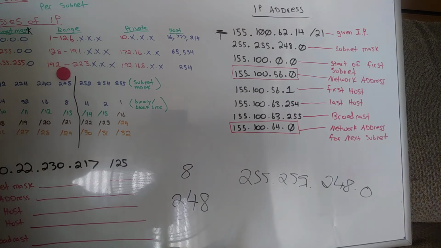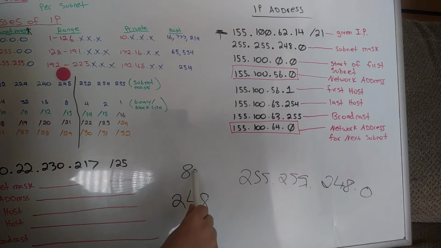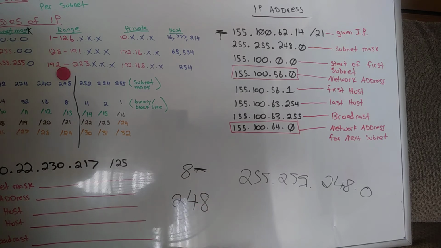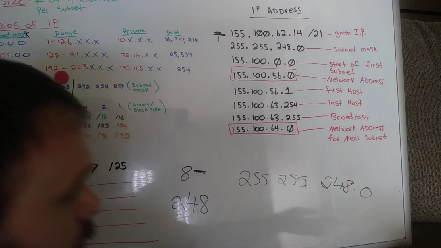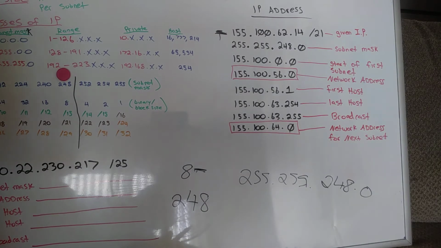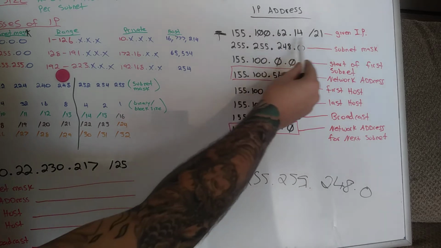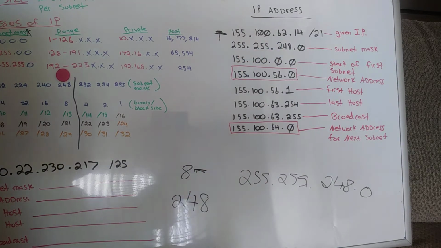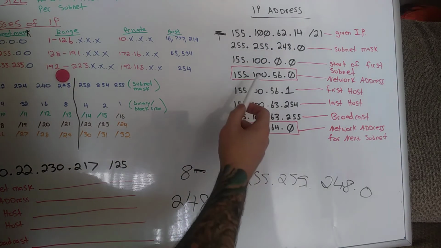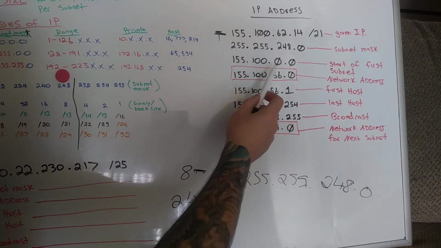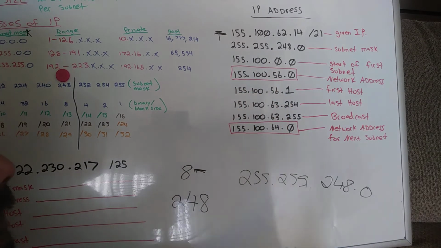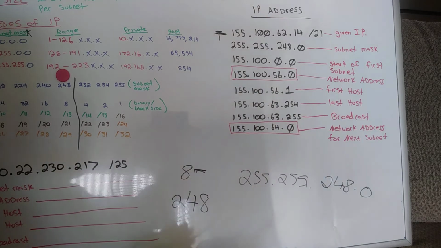Now, what did I say the block size was? Block size of 8. So 8 IP addresses per subnet, right? So our first subnet, which doesn't really matter to us because we're not working with that subnet, we're trying to find out what subnet this given IP address is in. 155.100.1, and then we count up 8 to .8. So that's the first subnet.